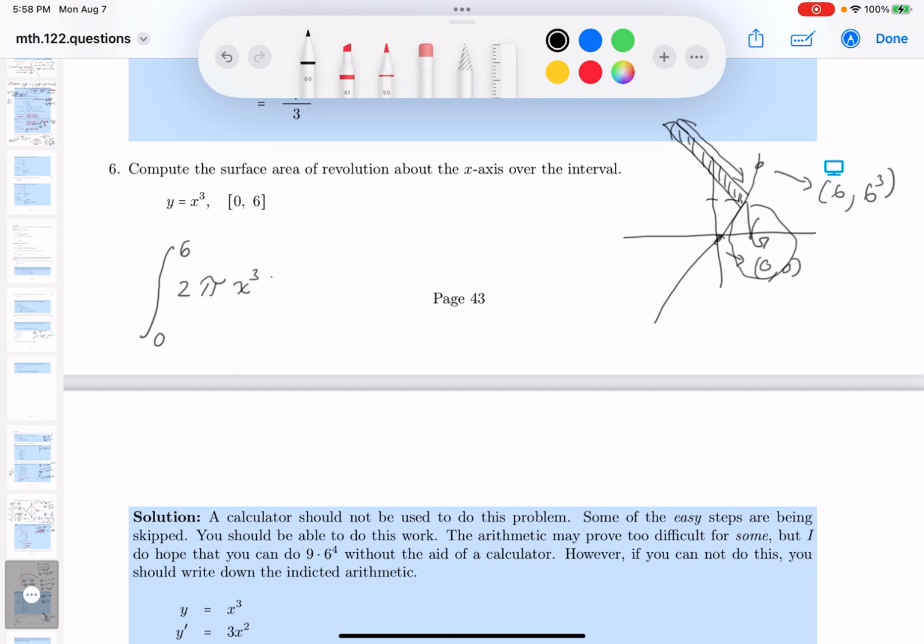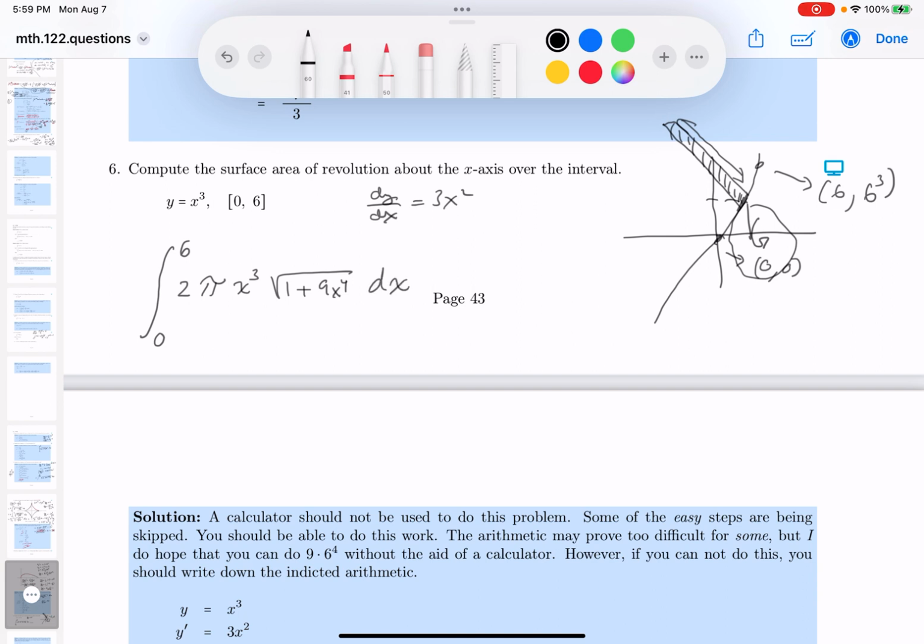Now I'm going to do this arc length thing over here, which is relatively simple. It's going to be 1 plus, well, let's write this down. dy dx is going to be 3x squared. And what do I got there? I got to square that. And what does it give you? It gives you 9x to the 4th, dx.